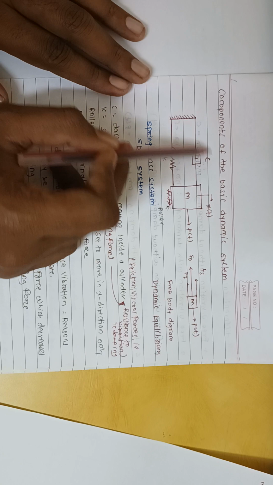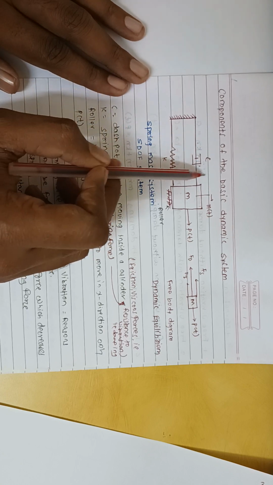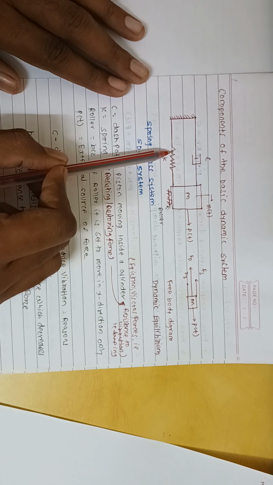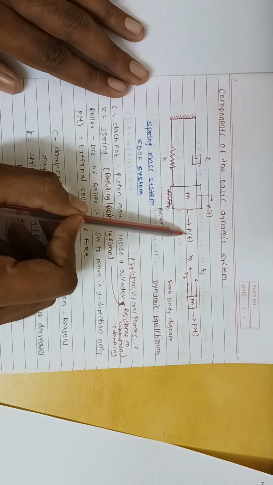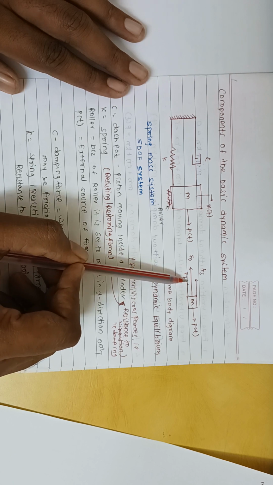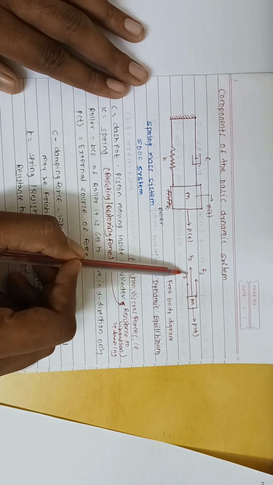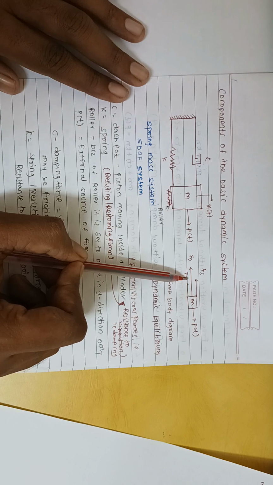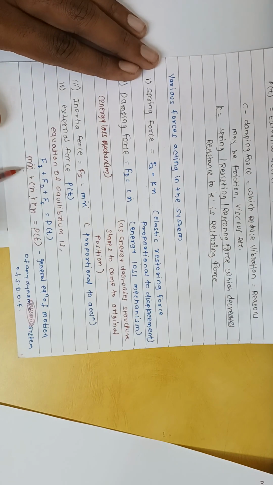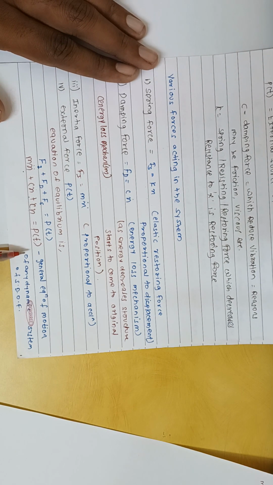So here you have to remember C will act as an energy loss mechanism. K will be the stiffness. P is the external force and one inertia force as per D'Alembert principle, which will be applied opposite to the direction of the motion. So these are the components of a basic dynamic system, and that's how this equation is derived for the single degree of freedom system.